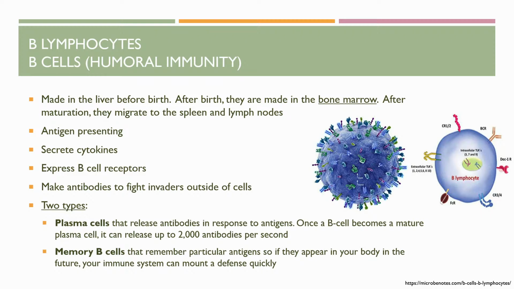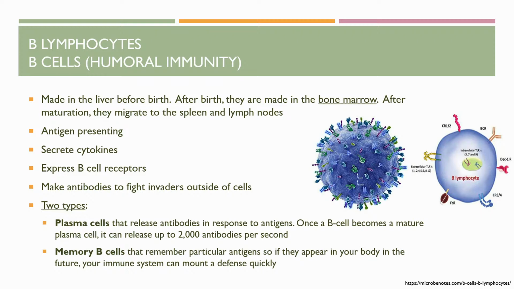And so there are two types. There are B cells that can differentiate into plasma cells. Plasma cells are B cells that release antibodies in response to antigens. Once a B cell becomes a mature plasma cell, it can release up to 2,000 antibodies per second. And then we also have memory B cells. These are B cells that remember particular antigens. So if they appear again in your body in the future, your immune system can quickly mount a defense because these cells have some memory.